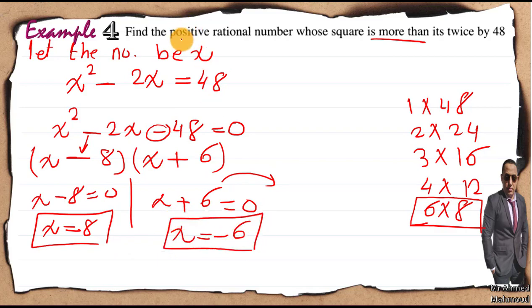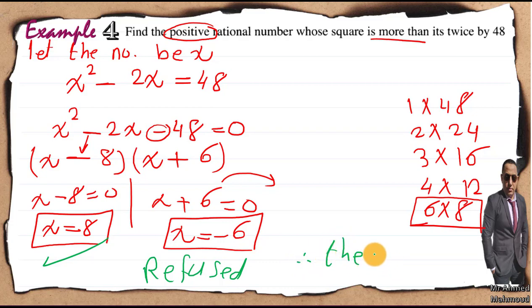Okay, here find the positive, then negative 6 is refused. This is refused. So the number is 8, therefore the number is 8.